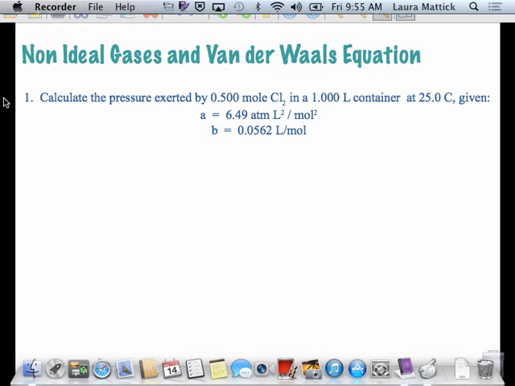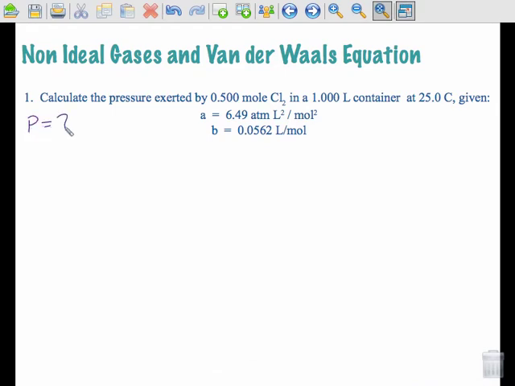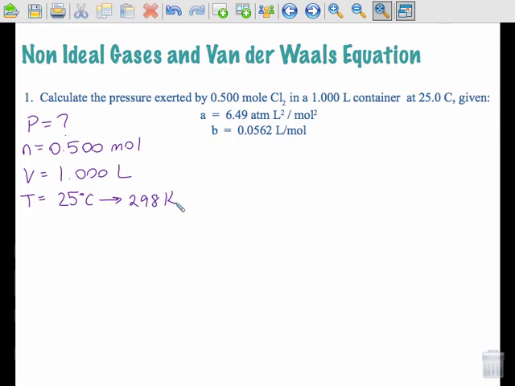So let's first again write down our knowns. It says calculate the pressure, so that's what you're looking for. Your pressure is your question mark. Exerted by 0.500 moles of Cl2 in a 1 liter container at 25 degrees Celsius. So we have n, the number of moles, 0.5 moles. We have a volume of 1 liter. And we have a temperature of 25 degrees Celsius. Remember, you have to change all temperatures immediately to 298 Kelvin. You add 273 to turn it to Kelvin.